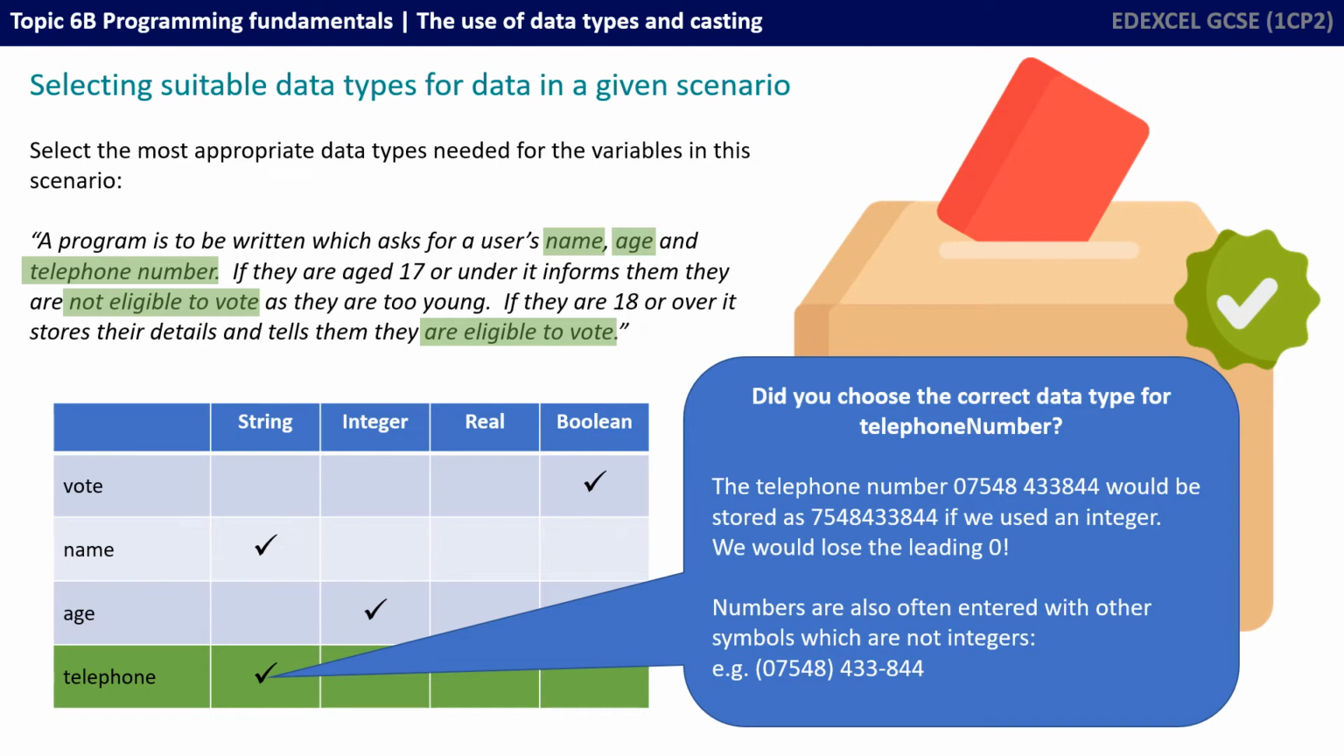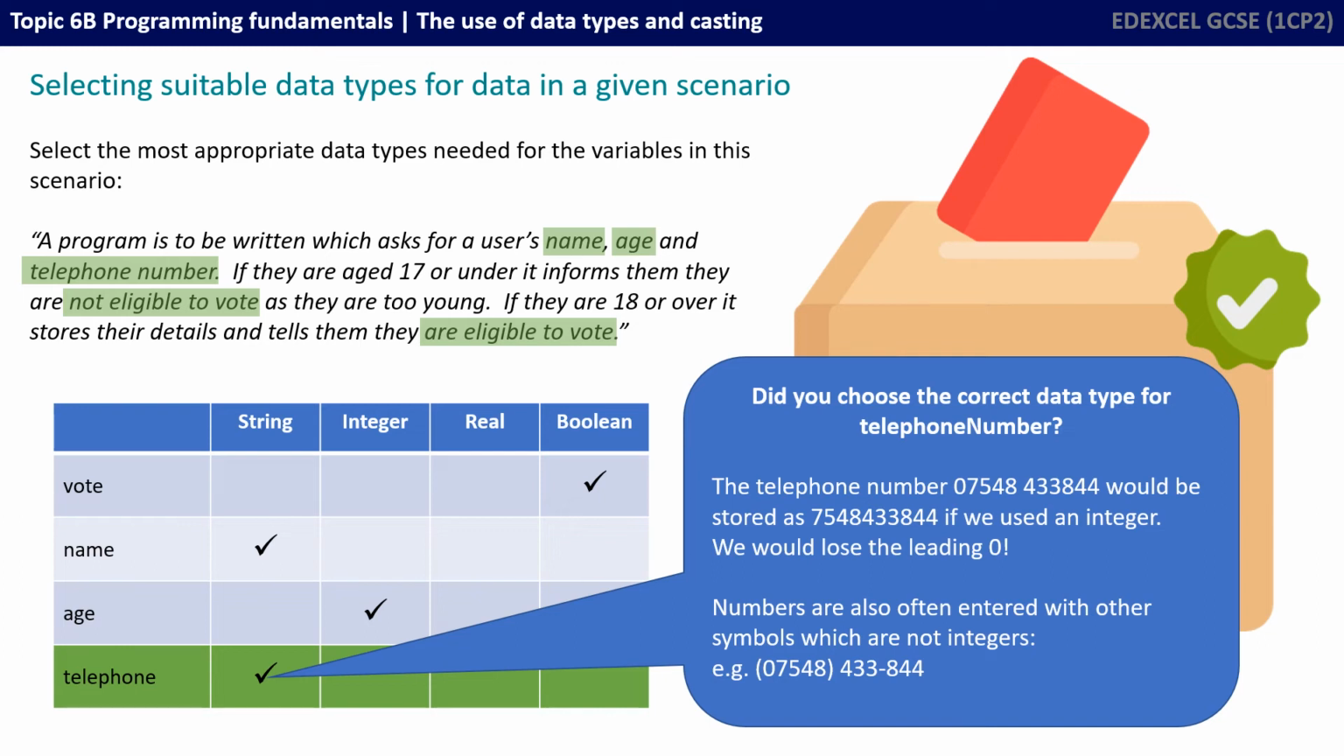Well, the answer comes down to the nature of a telephone number. Most telephone numbers start with 0. For example here, 07548 433 844. If you asked the computer to store that as an integer, it would lop off the leading 0. And of course this would no longer be a valid telephone number.